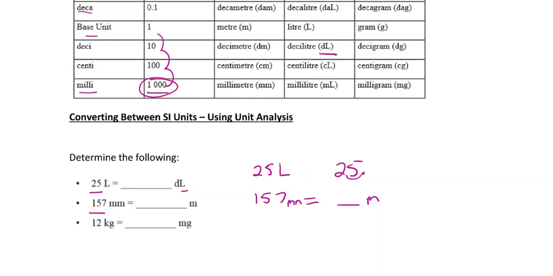So 3 zeros and 1,000. We're going to move the decimal place. It was right there at the end. We move it 1, 2, 3 times to the left, and then there would be a 0 up front. So that would be 0.157 meters. So just moving that decimal place to the left or to the right. That's why the metric system's so easy.